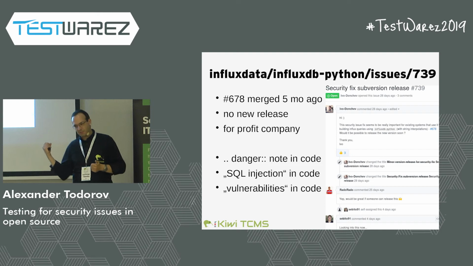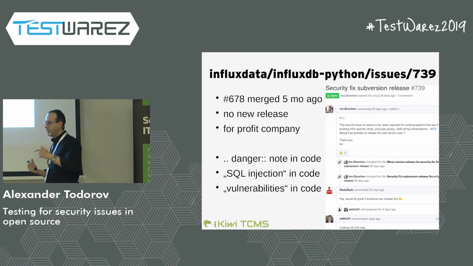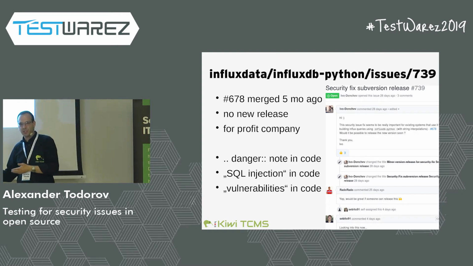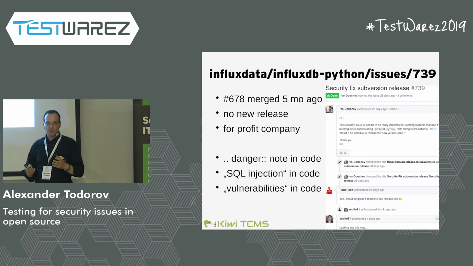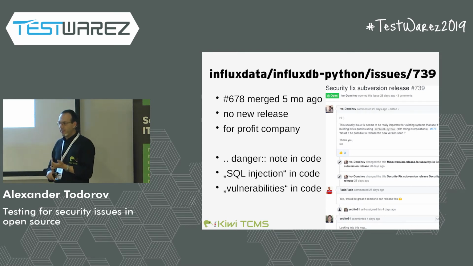Another example, so the previous one was just a single person, he's tired, he made a mistake. But if you think commercial companies don't make the same mistake, you are wrong. This is InfluxDB, a commercial company. They have their client libraries open source on GitHub for people to use. So about 5-6 months ago, they get a pull request, which gets merged into the master branch. So code is updated. Somebody reviewed this pull request before merging it.